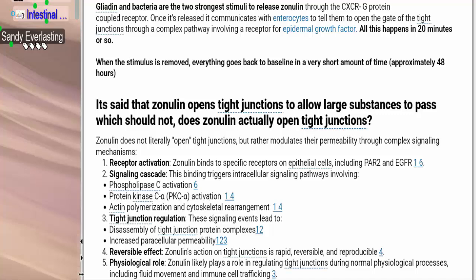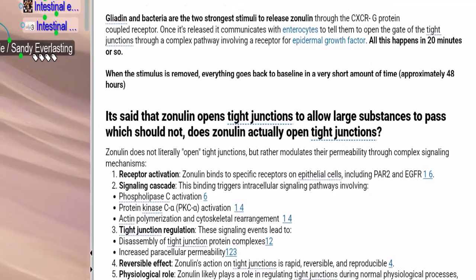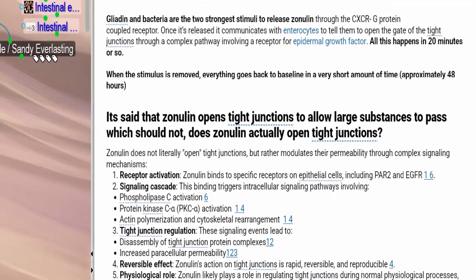Gliadin and bacteria are the two strongest stimuli to release zonulin. And then once zonulin is released, it communicates with our enterocytes to open the gate of the tight junctions. This all happens within 20 minutes or so. When the stimulus is removed, everything goes back to baseline in a very short amount of time.